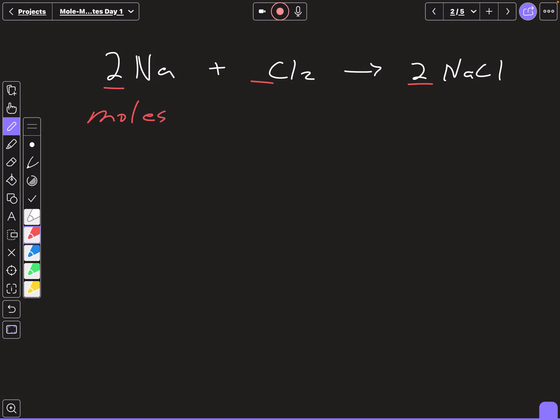So the ratio of this reaction would be for every 2 moles of sodium that reacts, 1 mole of chlorine gas would react with it, and it produces 2 moles of sodium chloride. All right, that's my simplest ratio. That's what the balanced equation is. It is the most reduced down, simplest ratio of moles that it takes to balance the reaction.